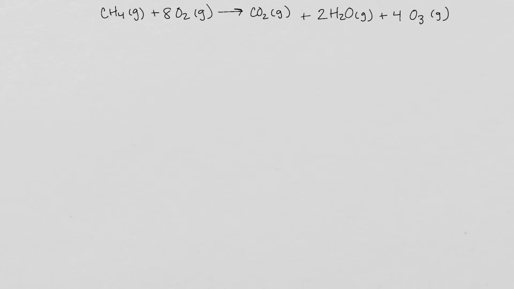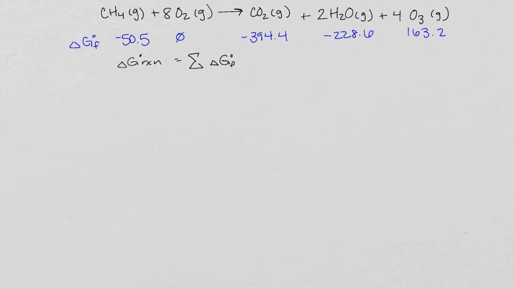So if we know the delta G of formation for our products and reactants, then we can sum them in the same manner we have for entropy and enthalpy. So what we need to know for this problem are the delta G's of formation for our compounds. Okay, now that we have our values, we can look at our method of calculating these. So the standard delta G of a reaction is going to be the sum of the delta G of formation of our products minus the sum of the delta G of formation of our reactants. And again, we have to take into account our stoichiometric coefficients.